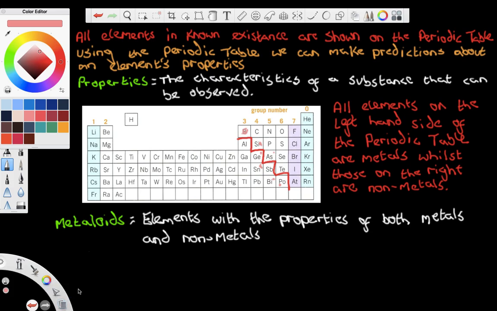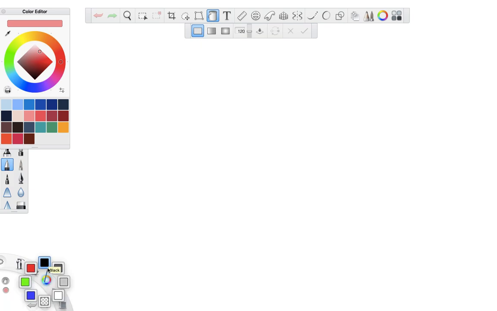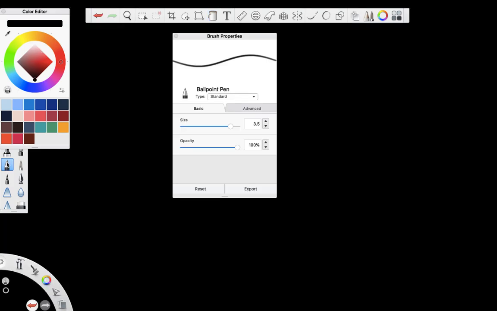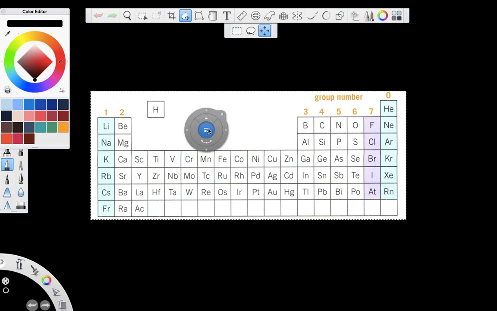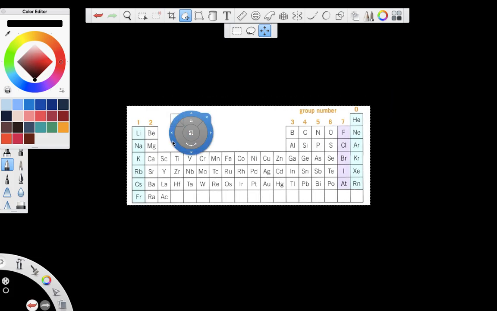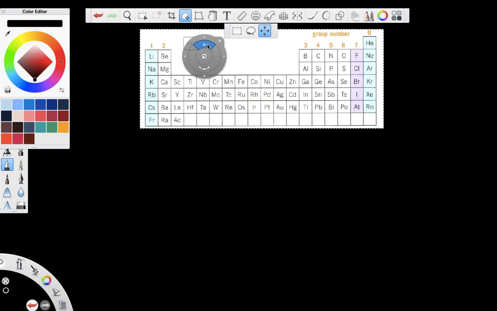So we've spoken about the basics of the periodic table. We've said that metals are found on the left and non-metals are found on the right. What we now need to think about is this idea of groups and periods. Okay?